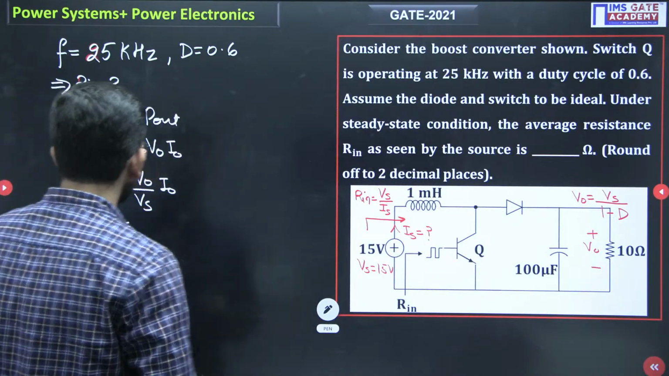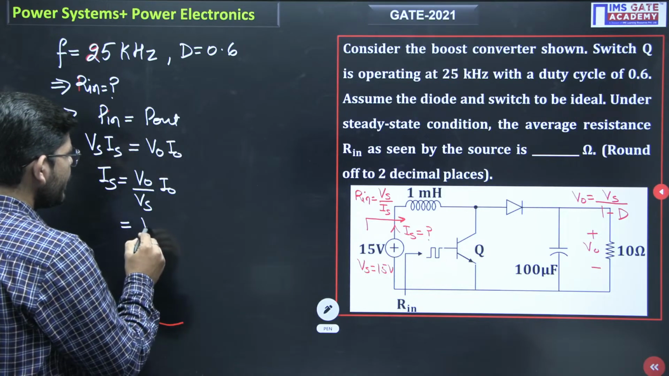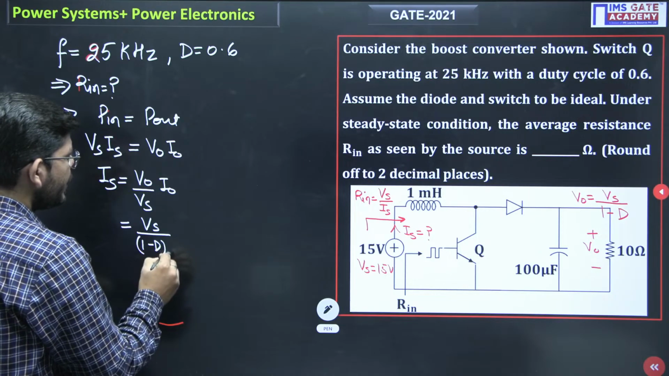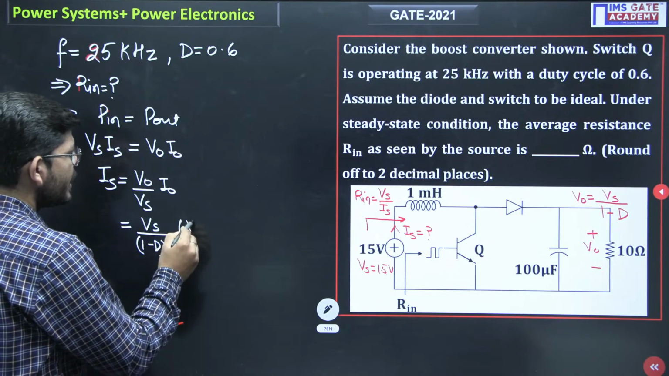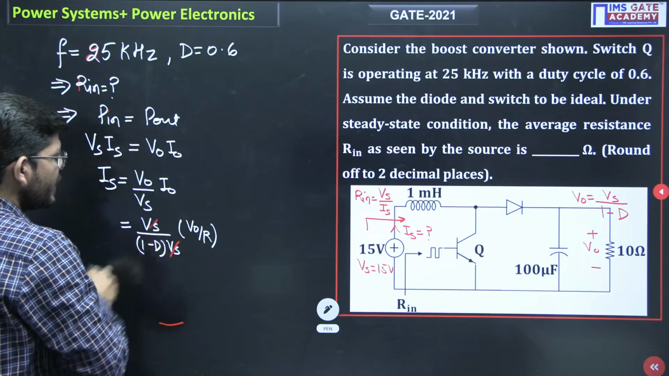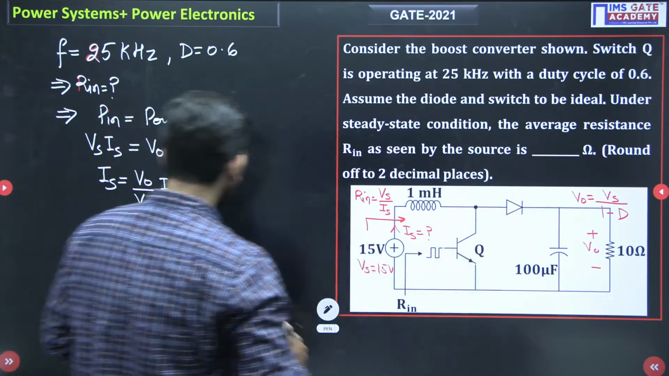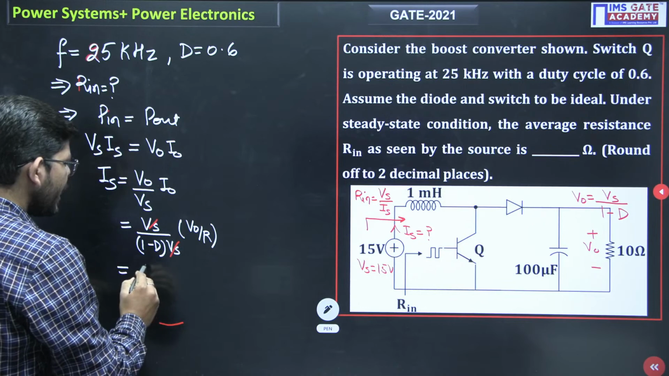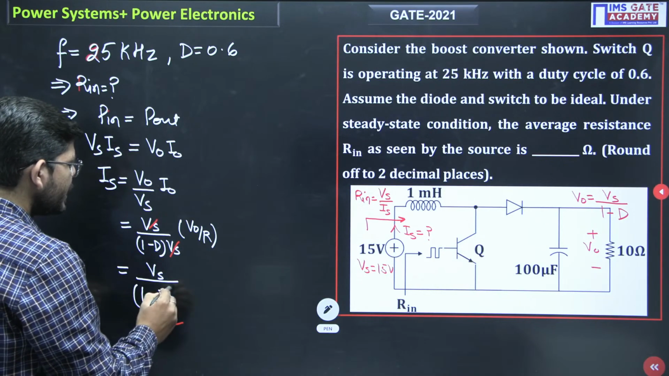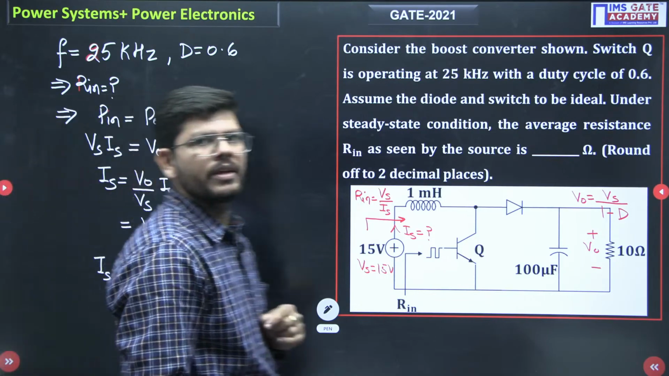So just see, if I put the value of V0, it will be Vs over 1 minus D. So I will be getting Vs over 1 minus D into Vs, and I naught can be written as V naught by R. Just see, Vs and Vs will get cancelled, and again if I put V naught to be the same expression, Vs upon 1 minus D, I will be getting a final expression of Vs upon 1 minus D whole square into R. So that will be the value of the IS, isn't it?